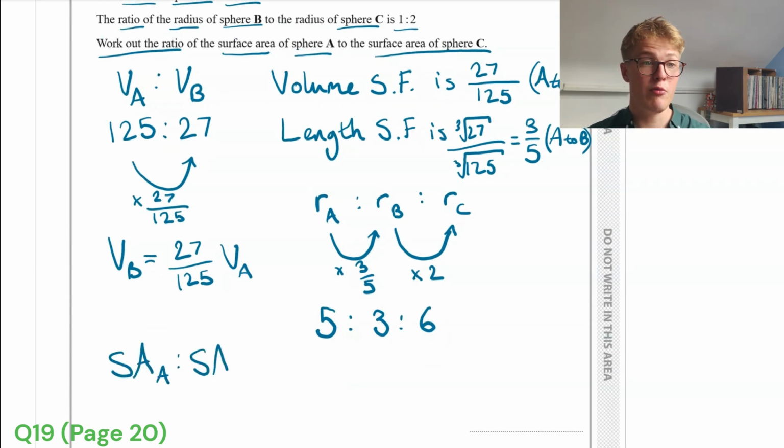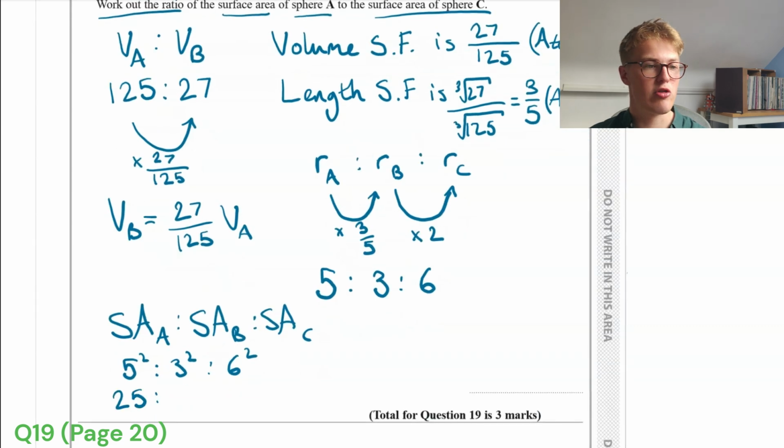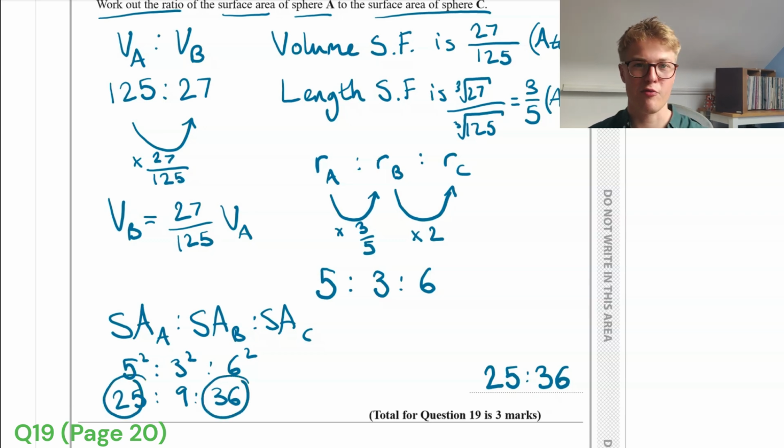Then for the surface area, we need to square all of these values. So we have 5 squared to 3 squared to 6 squared, which is 25 to 9 to 36. And therefore the ratio of the surface area of A to the surface area of C is going to be 25 to 36 as our final answer.